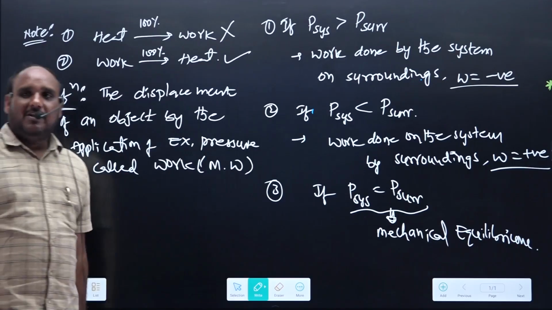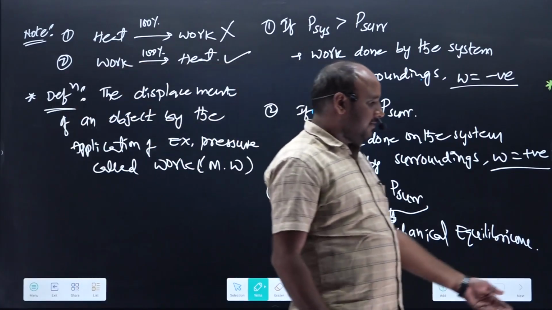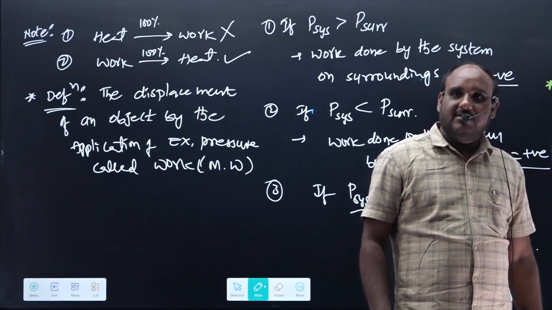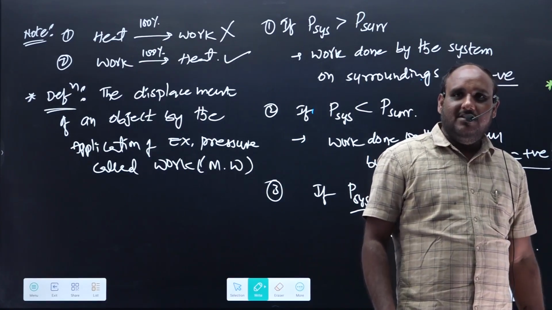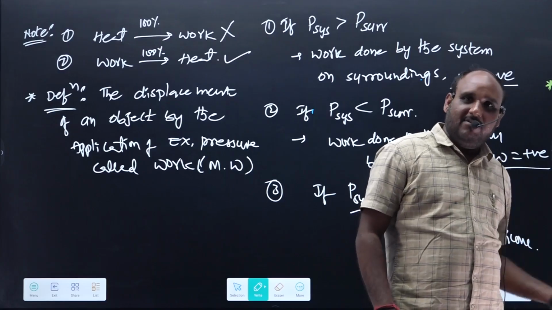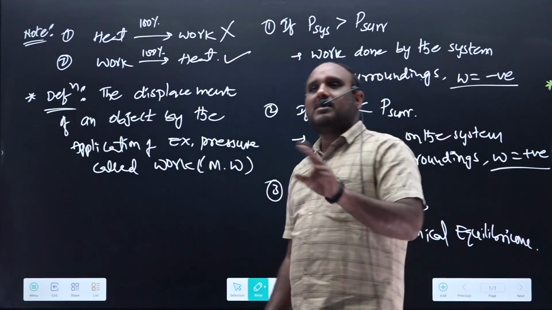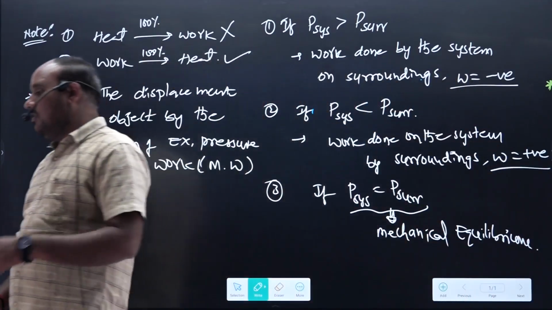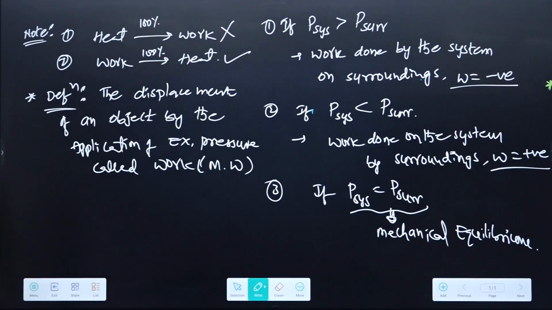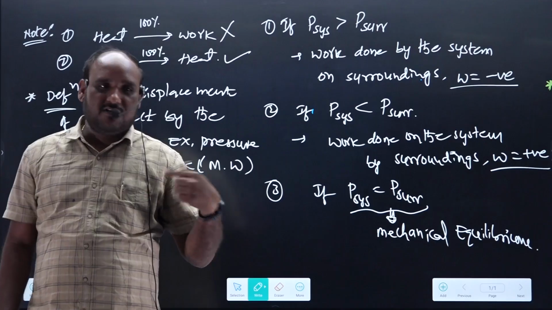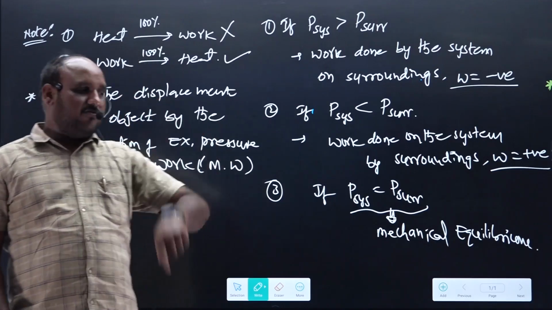Any object displacement, see, I have done some work. What have I done? Some displacement of a chair with the help of my hand. Force is applied on that object to displace it from one place to another. That is called work. The chair is here, I apply some force and move it here. So that is work, whether small work or big work. Displacement of an object by the application of external force is called work.